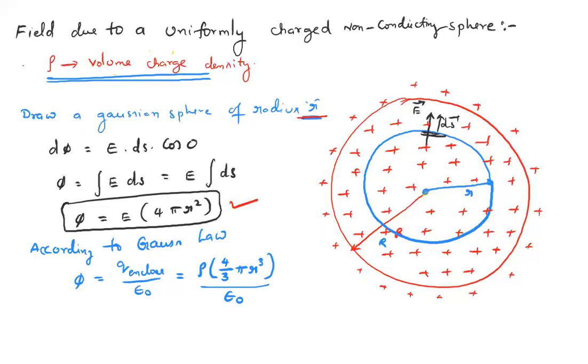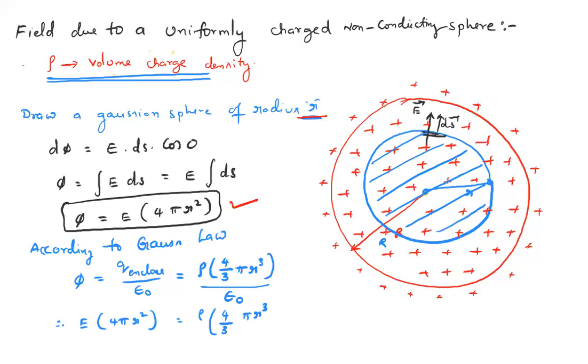Volume of Gaussian sphere is how much? Its radius is small r, therefore volume is 4 by 3 pi r cube. Therefore, charge enclosed is rho times 4 by 3 pi r cube by epsilon. Then in the next step, E times 4 pi small r square is equal to rho into 4 by 3 pi r cube by epsilon. On cancellation of 4 pi and r square, we get the electric field E at an inside point equal to rho r by 3 epsilon.